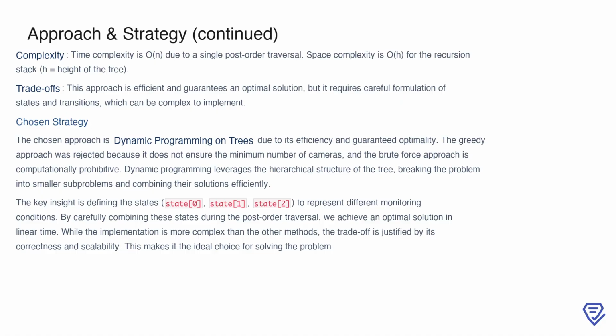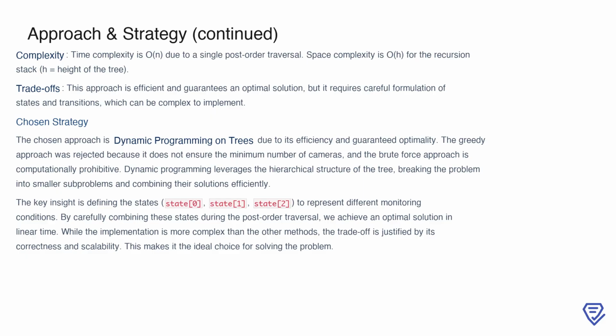Dynamic programming on trees proves to be the most efficient and effective approach for this problem. Its time complexity is O(n), as we only need a single post-order traversal to compute the states for all nodes. The space complexity is O(h), where h is the height of the tree, due to the recursion stack. This method guarantees an optimal solution by systematically breaking the problem into smaller subproblems and combining their solutions.